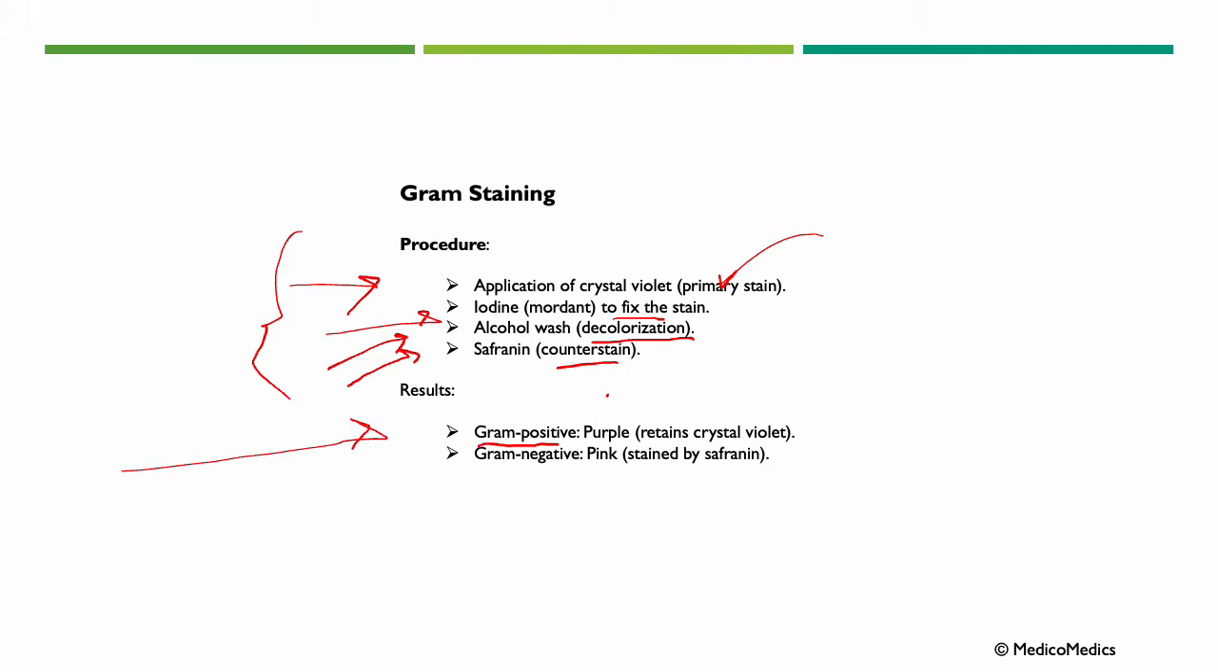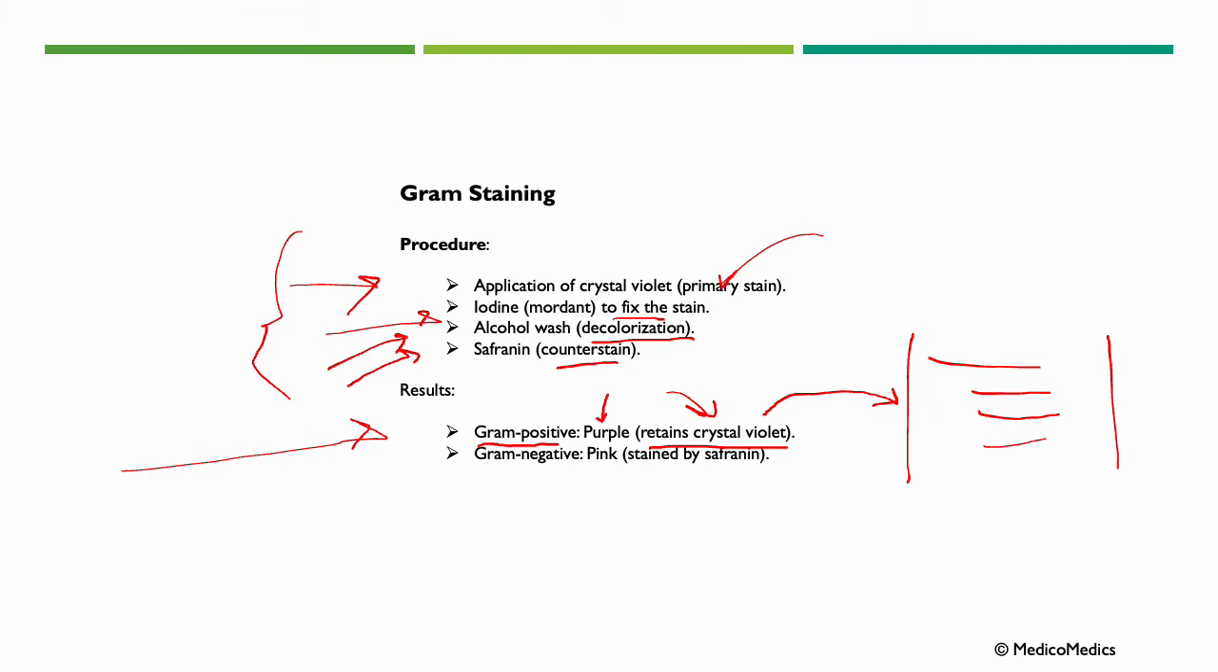Again, gram-positive turns purple or violetish. And that's because it retains crystal violet. And this is the high-yield question. Why is it retaining it? Or how is it retaining it? Exactly, because of the thick peptidoglycan layer.